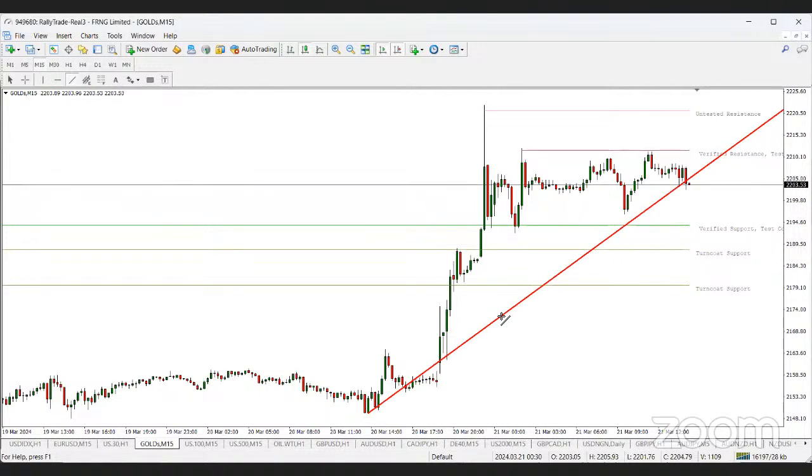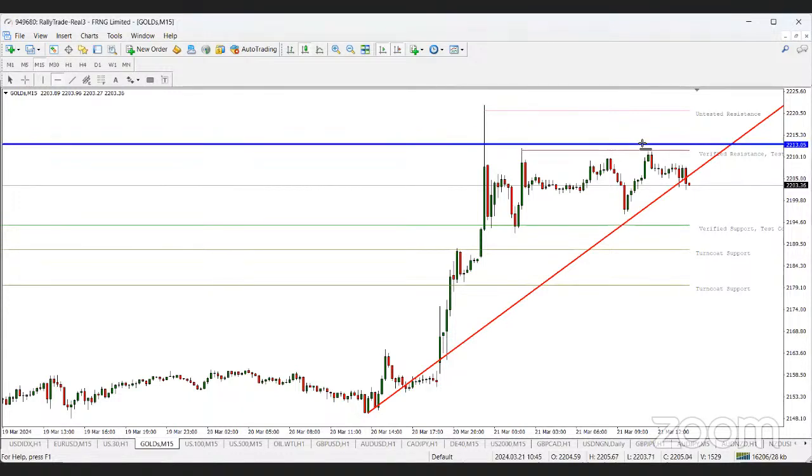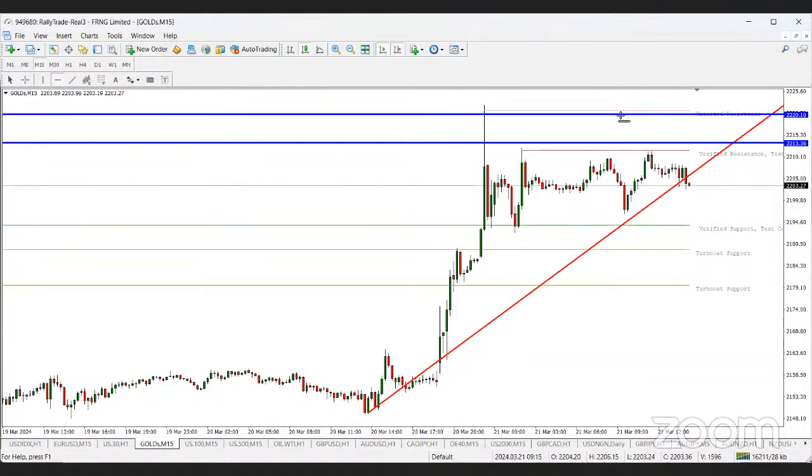So looking at gold, we might actually be looking out for a push up, especially if it breaks this particular resistance here. Okay, if price closes above 2214, you can buy it to 2220.